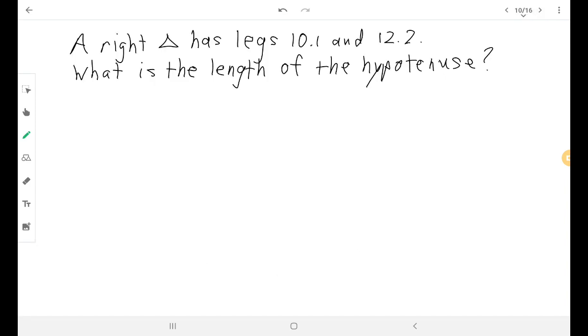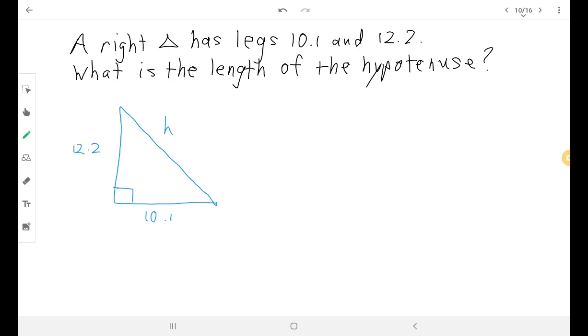So let's look at our first problem here. We've got a right triangle with legs of 10.1 and 12.2 units. When we talk about the legs, that means the sides that are not the hypotenuse. One of them is 10.1 units long and one of them is 12.2 units long. And it asks, what is the length of the hypotenuse?